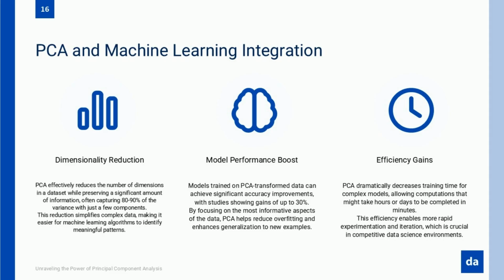The computational advantages are equally compelling. By reducing dimensions from potentially thousands to just dozens, PCA dramatically decreases the training time for complex models. What might take hours or days to compute with raw data can often be completed in minutes with PCA transformed features. This efficiency gain enables more rapid experimentation and iteration, a crucial advantage in competitive data science environments.